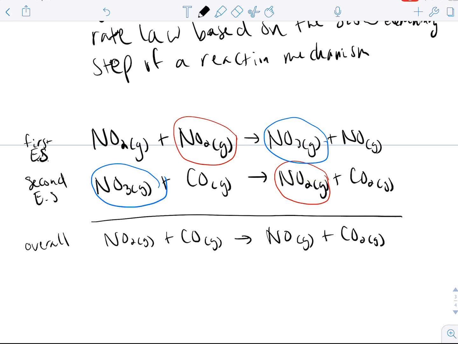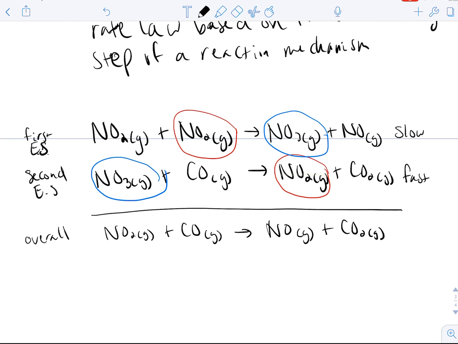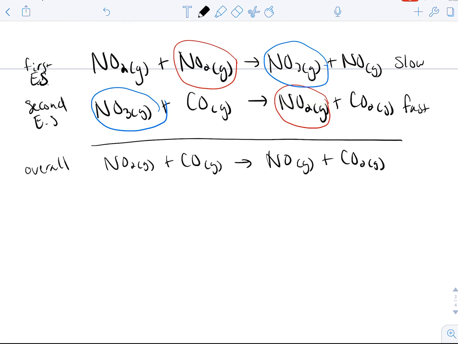And with any reaction mechanism, you'll be told information about your activation energies by showing whether a step is considered fast or slow. So here, this first step would be considered our slow step, and the second one would be considered our fast step. Okay? And like I said, you'll either be given which one's your slow and your fast step, or you'll be given information to determine that.